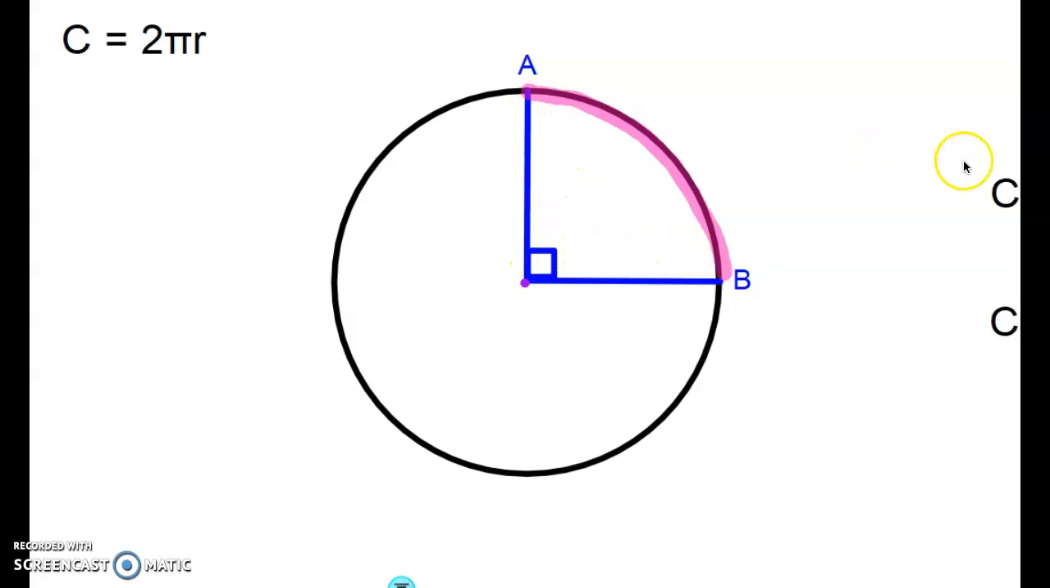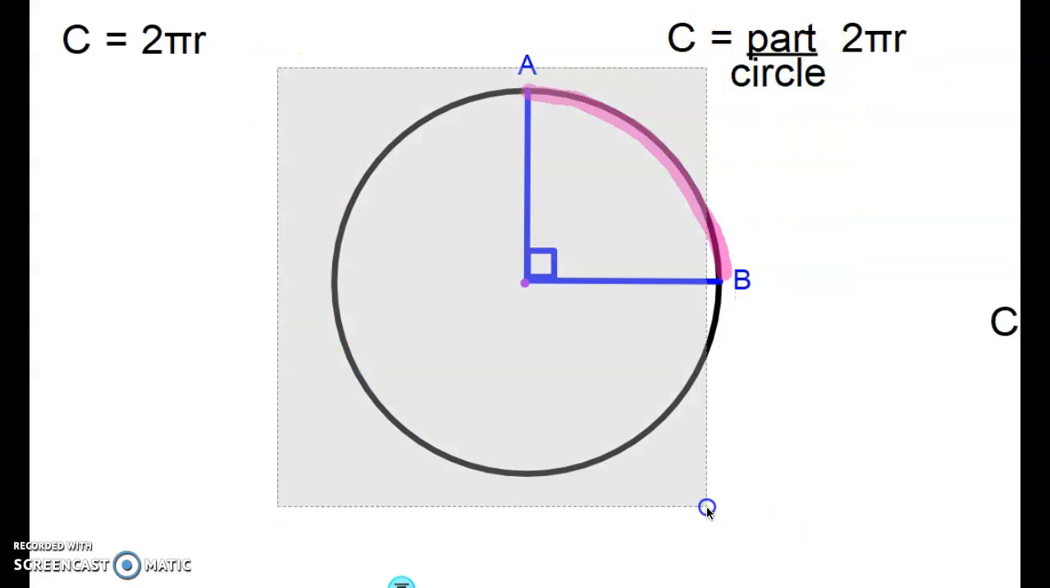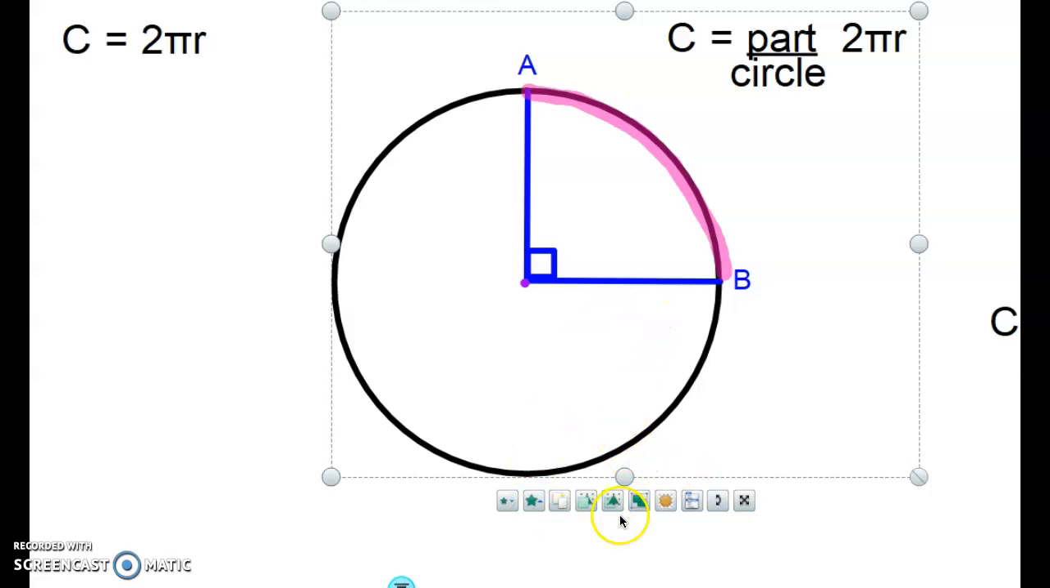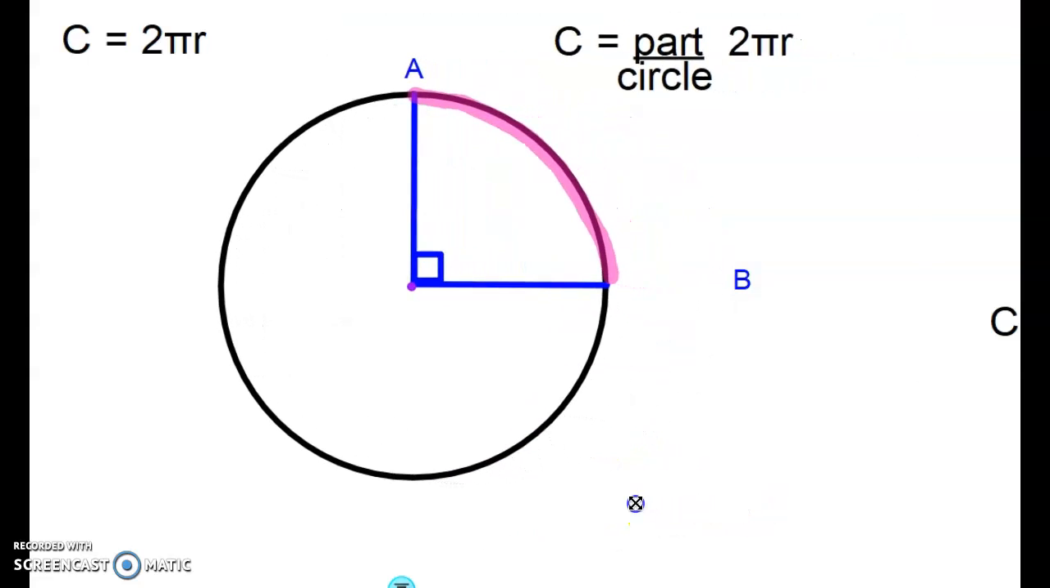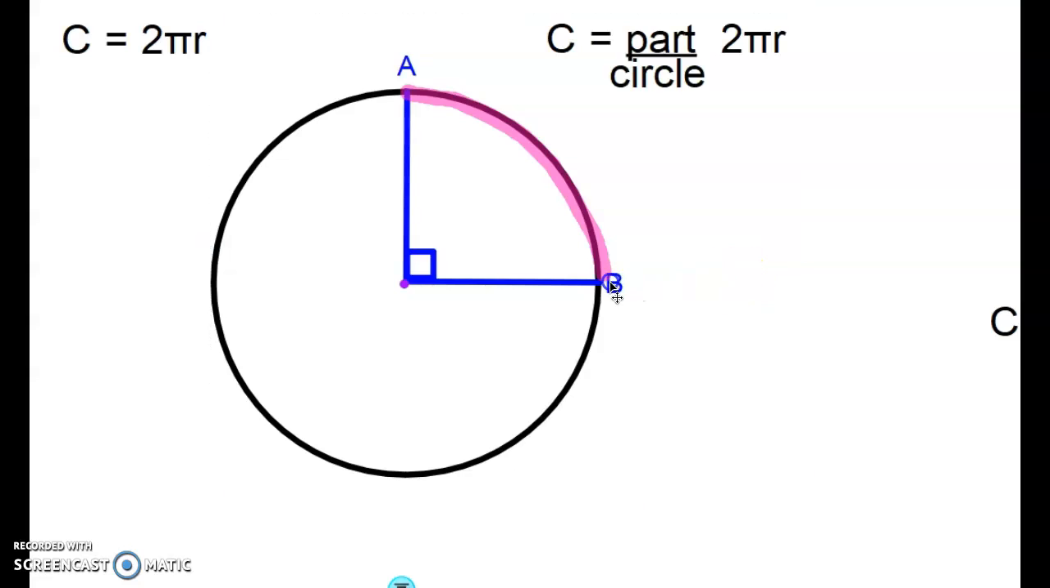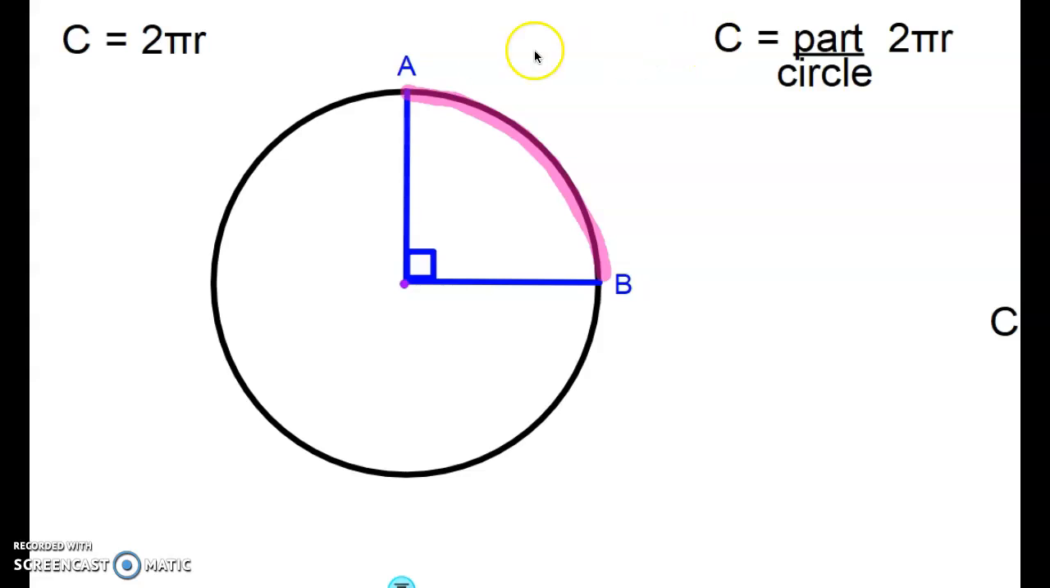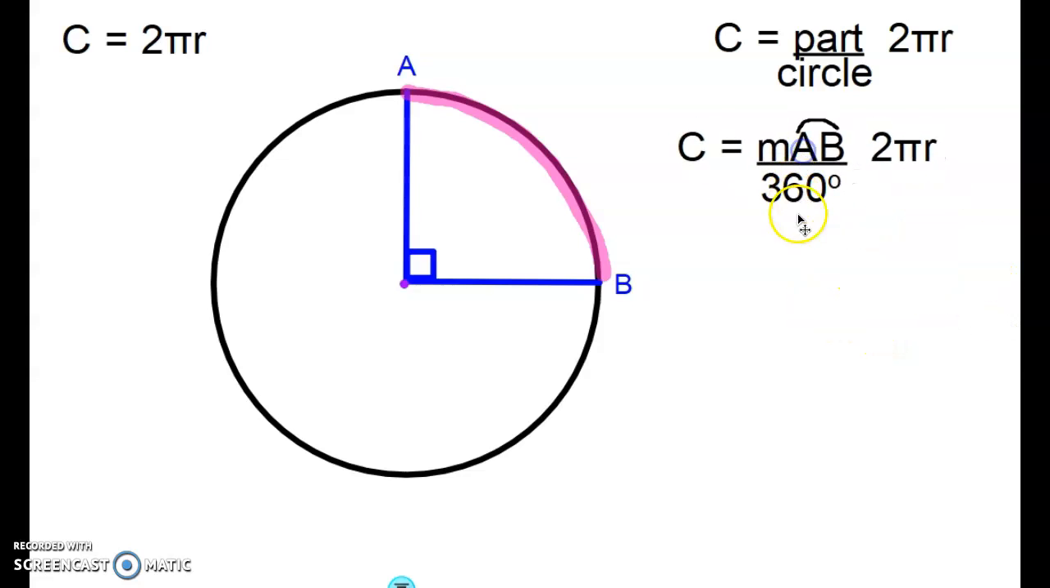Well, would you agree that it's part of the circumference? You would agree to that, right? It's part of the circle's circumference. 2 pi r is your circumference. Well, here's your formula for it, and we're going to have it on the next page once I get to it.